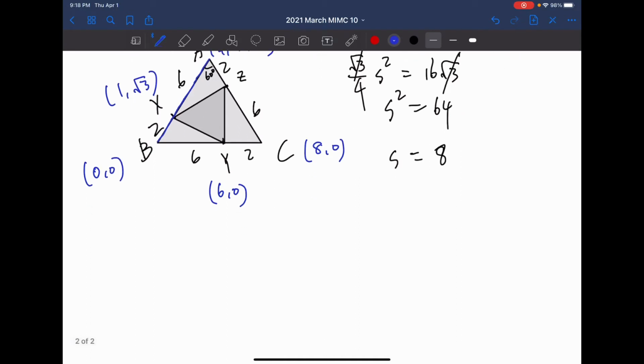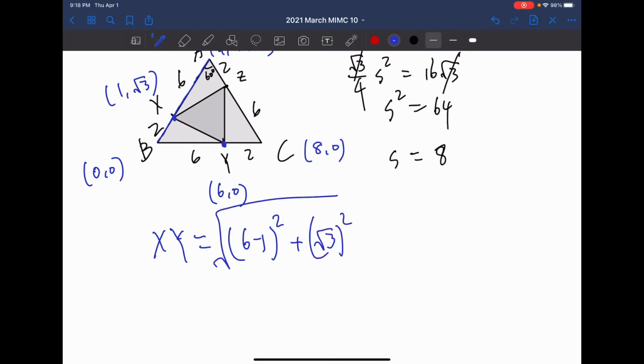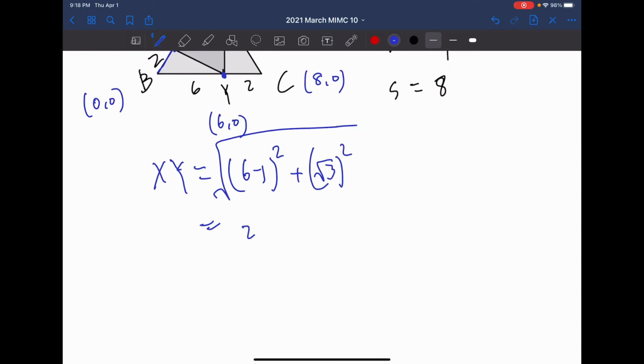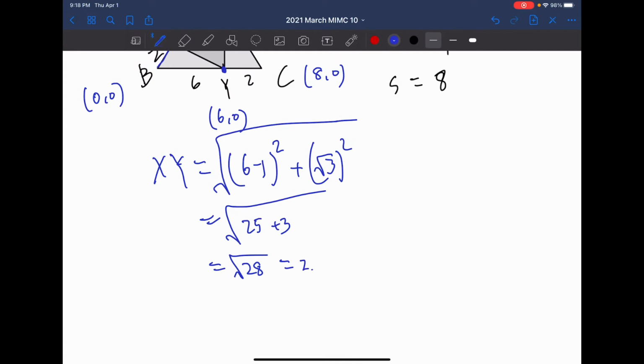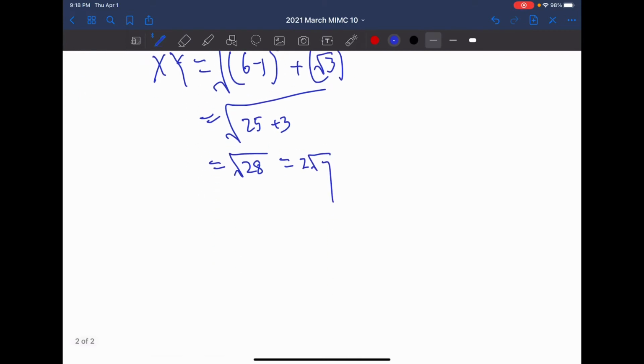So we can get the distance XY to be, using the distance formula, the square root of 6 minus 1 squared plus root 3 squared. That would be 25 plus 3, or 28, square root 28. And we can simplify that as 2 square root 7.